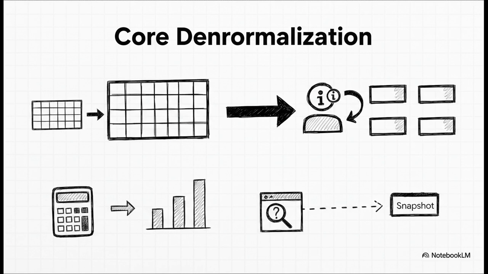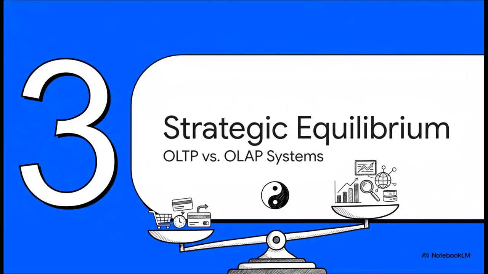You're making things a little slower when you write data to avoid those really expensive joins when you need to read it. Okay, so after all that, you're probably thinking, just tell me which one is better. But the real answer is neither. It's not about one being right and the other being wrong. It's all about finding that strategic balance. This isn't a fight between good and evil. It's just about picking the right tool for two very, very different jobs.